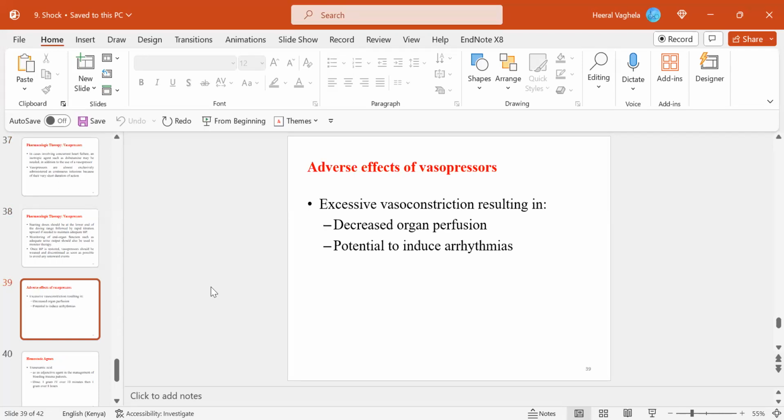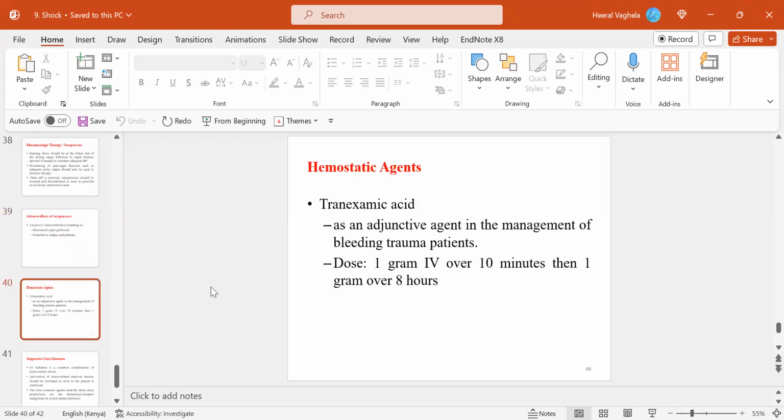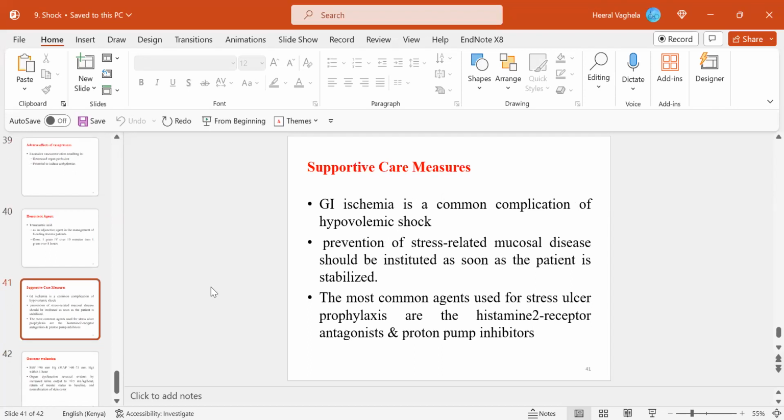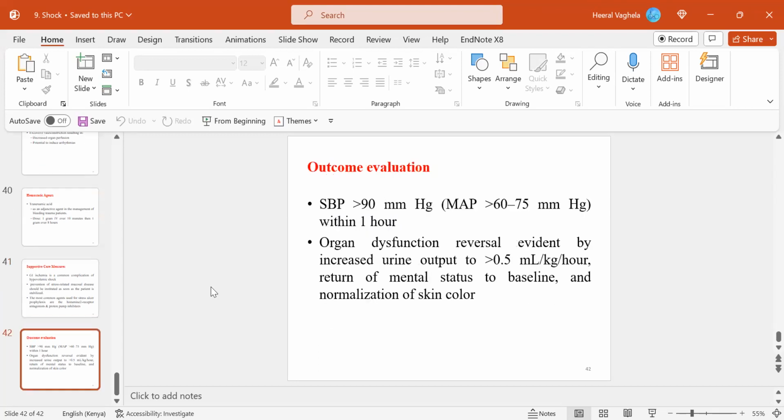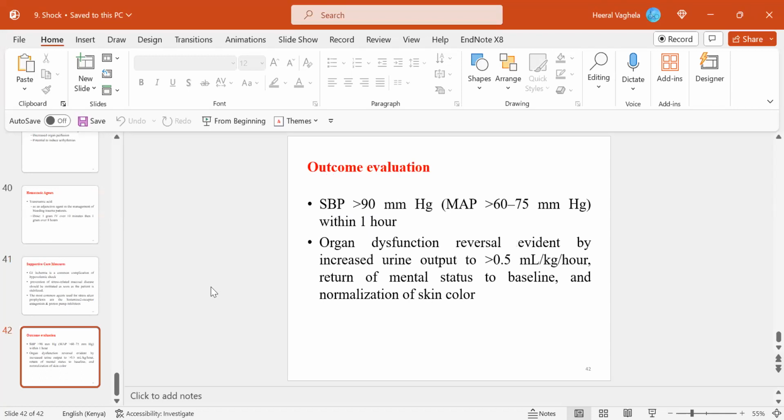The adverse effects would be decreased organ perfusion because of the vasoconstriction, and it can also lead to arrhythmias. Hemostatic agents like tranexamic acid can be given when bleeding is one of the major causes of the shock, and of course supportive measures like histamine 2 receptor antagonists or proton pump inhibitors, especially involving GIT ischemia. Yeah, that is it for shock also.